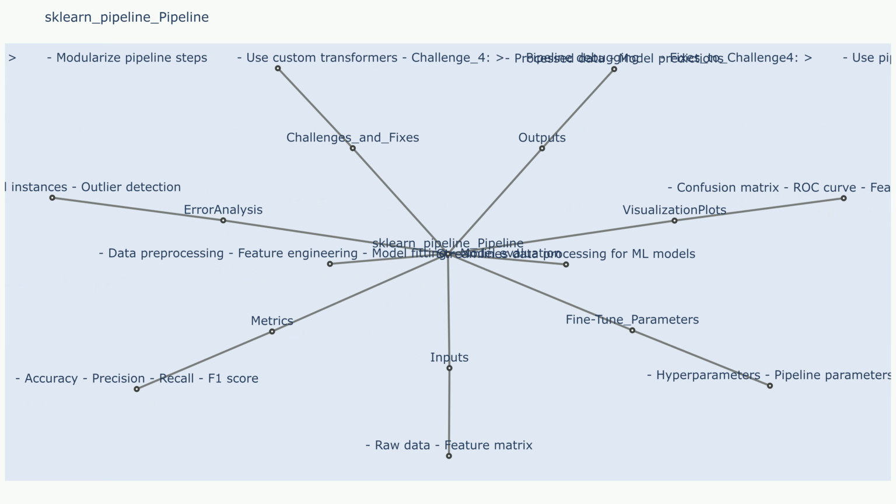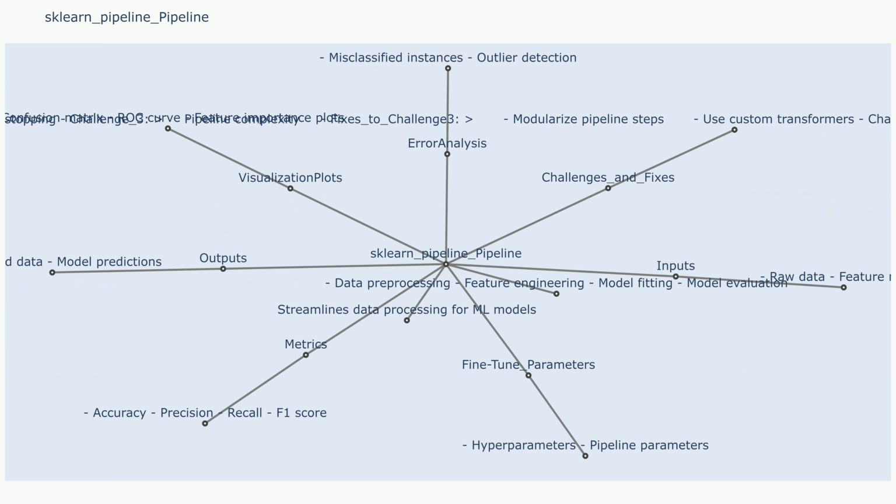Outputs. Transformed data: if the pipeline includes transformers, the output will be the transformed data after passing through all the transformers. Model: if the pipeline contains a model as the final step, the output will be the trained model. Predictions: if you call the predict method on the pipeline, it will return predictions based on the trained model.